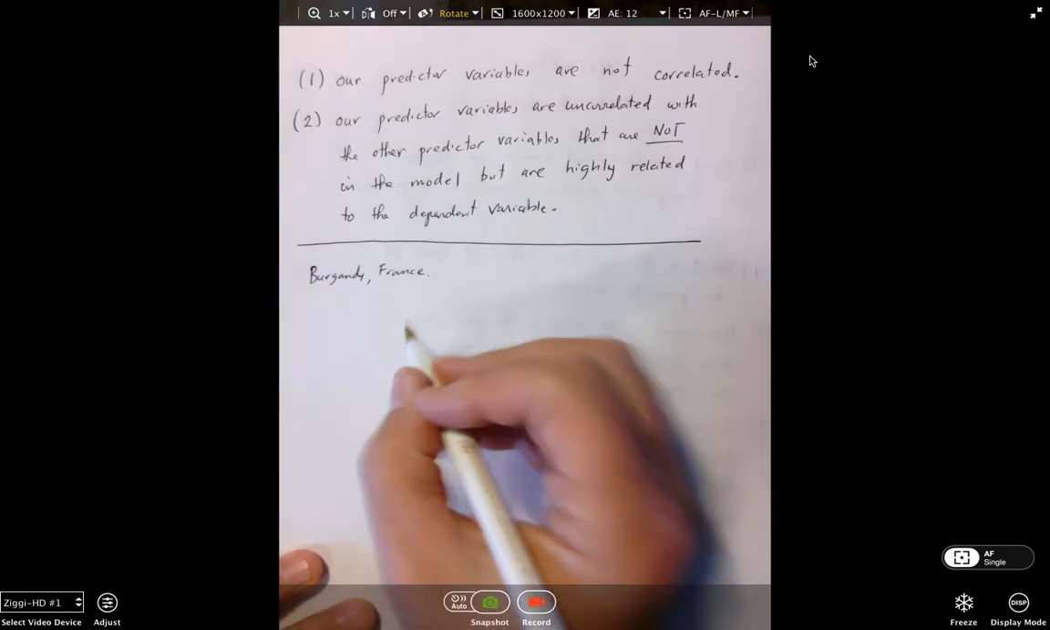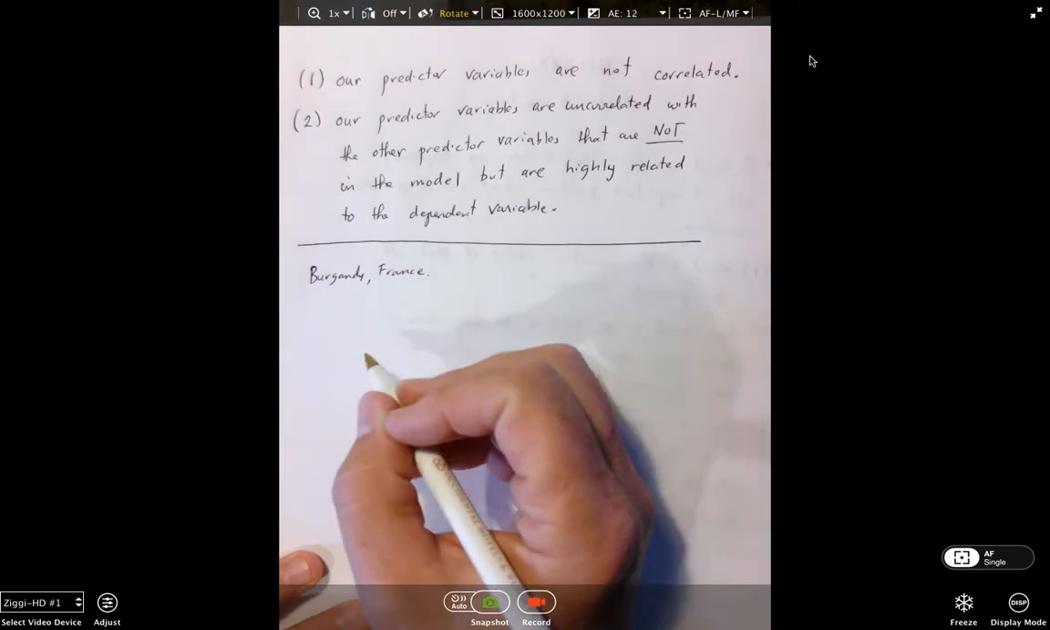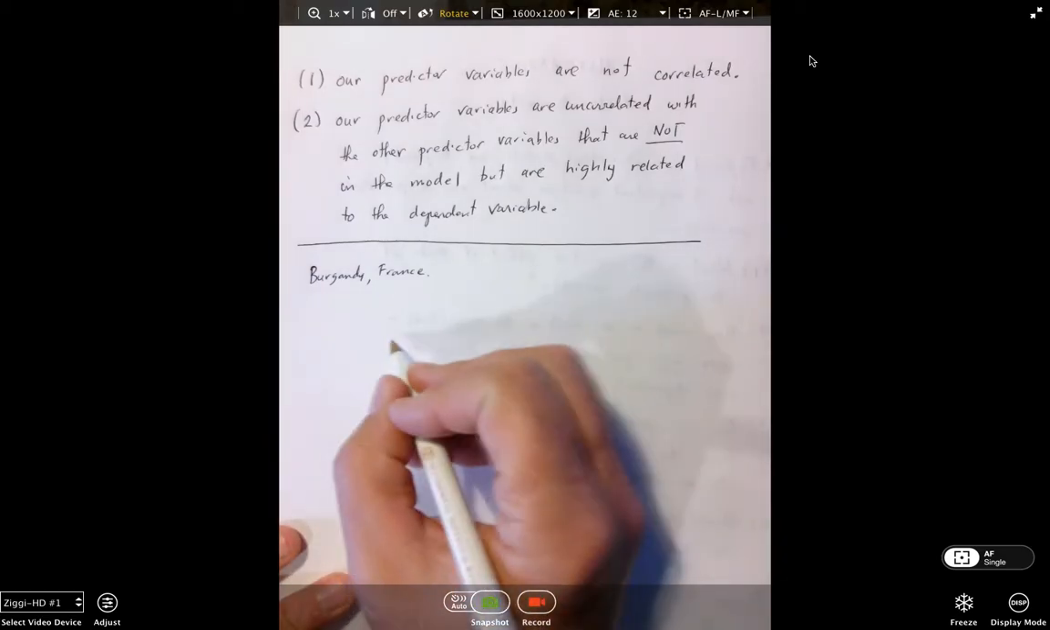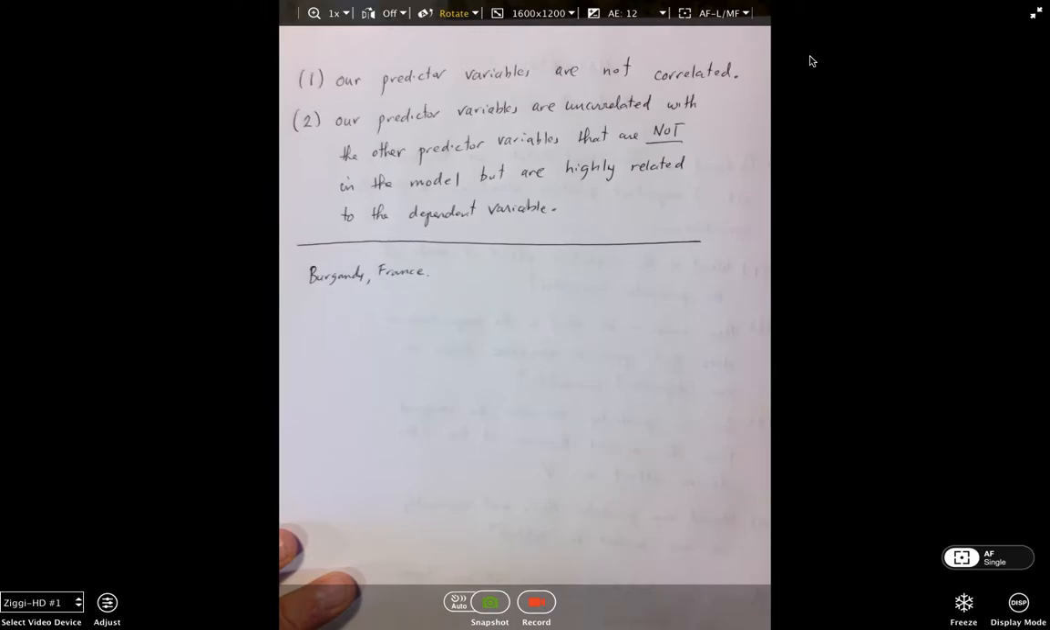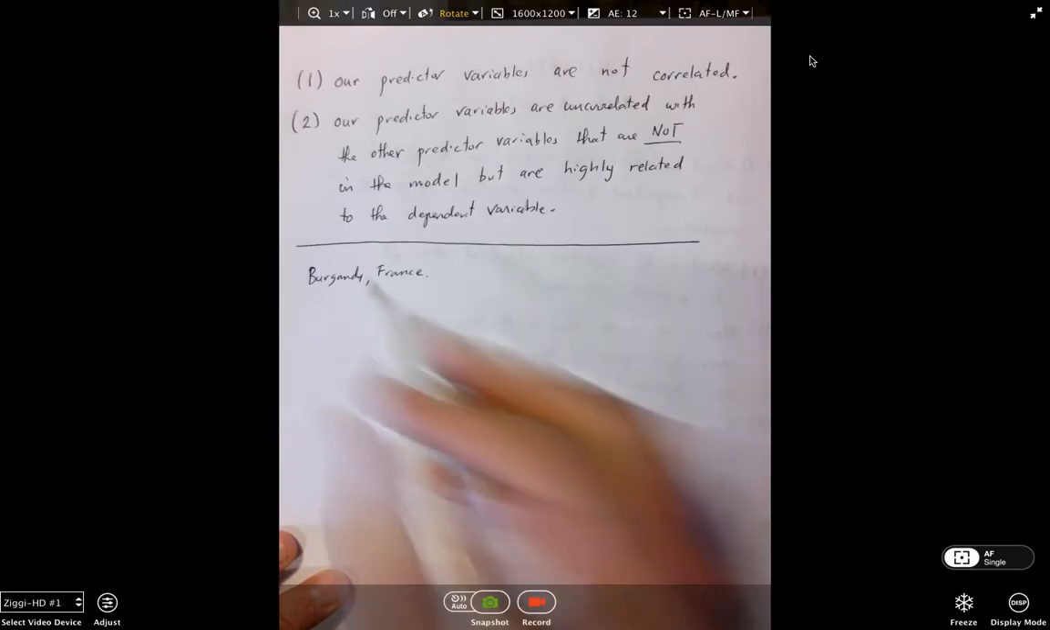Well, the researcher apparently came back to the United States and wanted to see if there was a relationship. Okay, let me back up. I lost the punchline here. In Burgundy, France, for some reason, the people in that region have low rates of heart disease, a smaller percentage than you would typically expect based on what you would see here in the United States.